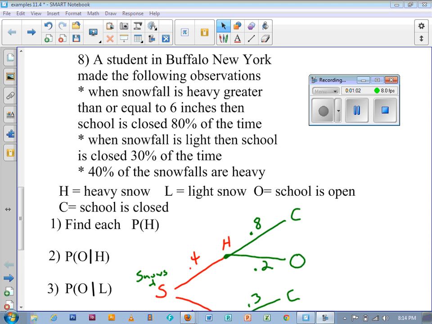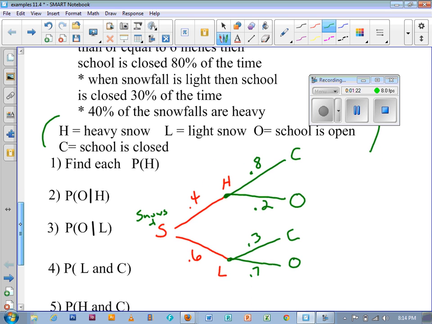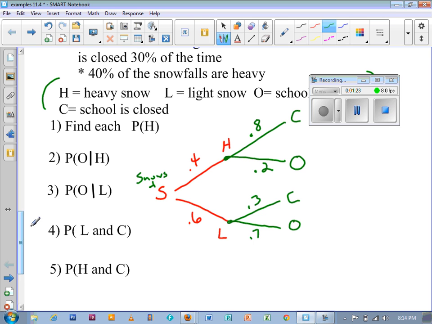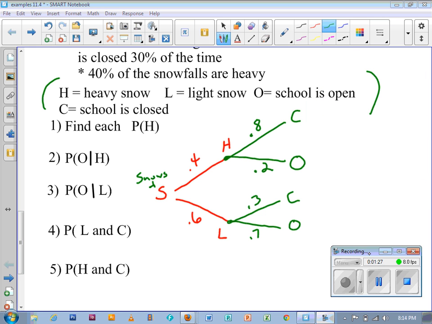So what I've done here is created what we call a tree diagram with this key attached here. We use just letters to represent each event. For example, H is heavy snow, L is light snow, O is school is open, and C is school is closed. So here's the art of this. What you have to do first is draw a nice tree diagram, a picture of what's taking place here.